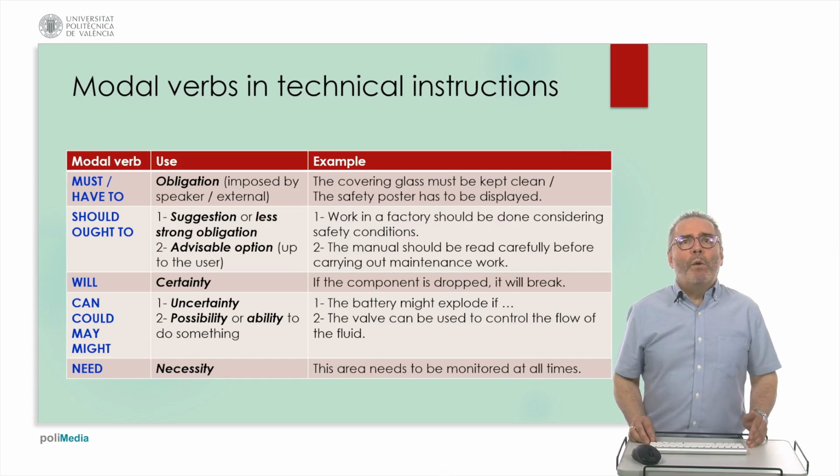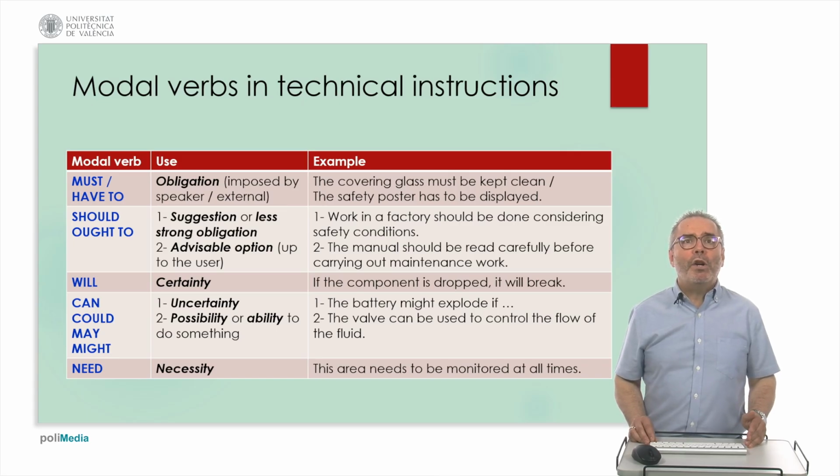We have a series of modal verbs that are typical and very common in technical instructions. The most typical ones are must and should. Must or have to, which is equivalent, refers to obligation. In the case of must, the obligation is imposed by the speaker, and in the case of have to, it is an external obligation. Here we have some examples. The covering glass must be kept clean, or the safety poster has to be displayed.